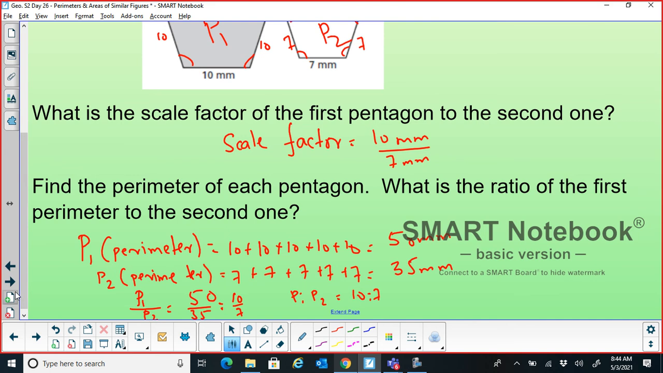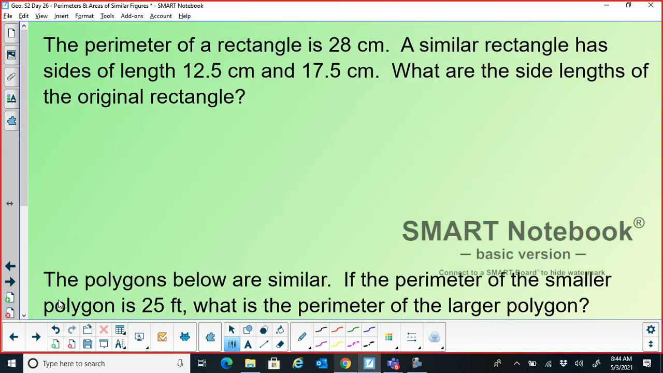Let's move on to the next slide. We already saw the property that whenever we have two similar figures, their perimeters will have the same ratio as the scale factor. Using that, I want you all to try this particular problem. The perimeter of a rectangle is 28 centimeters. A similar rectangle has side lengths of 12.5 centimeters and 17.5 centimeters. What are the side lengths of the original rectangle? Try this first problem. I will go over the solution in another minute or so. Take a minute and try to get this.